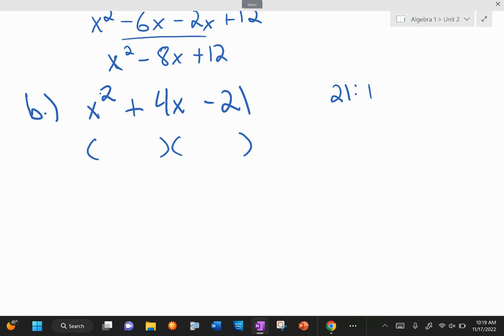Is it 1 and 21? 1 and 21. 3 and 7. Okay, so hopefully we could identify which pair we need to use. Audie, which pair do we need to use? The 3 and the 7. Okay, so I'm going to put a 3 here and a 7 here. Now this is something that's slightly different.